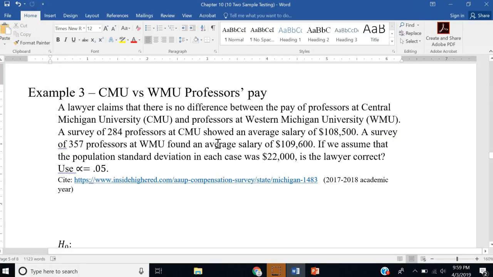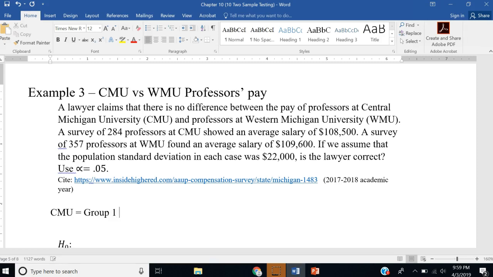All right, so hopefully you've done the problem. If you haven't, make sure you do, okay? Now, the main part about this is that we get group 1 and group 2 correct. So there's no actual right or wrong way. We just need to make sure that if you say, well, CMU professors, we're going to call that group 1, and Western Michigan, WMU professors, we're going to call those group 2, then we stay consistent with all of our notation, okay?